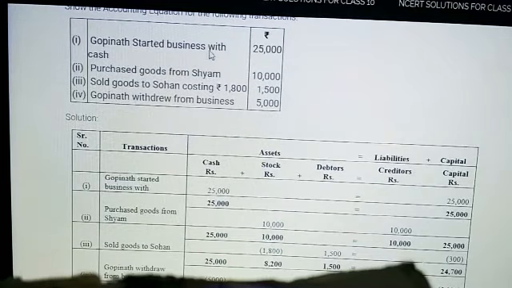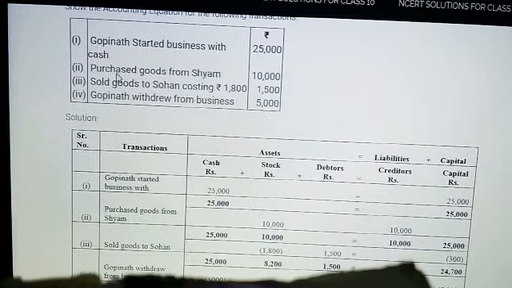Gopinath started business with cash of rupees 25,000. So same, assets is equal to liability plus capital. So assets has the first term cash 25,000 and the capital has 25,000. So first we have balance 25,000, 25,000.